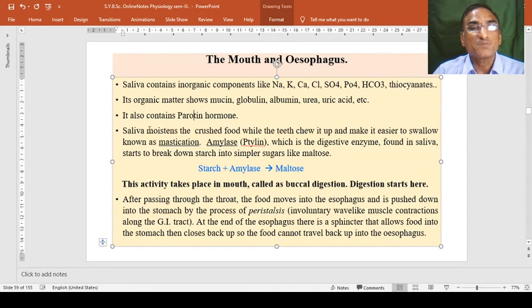Saliva moistens, which means it makes wet and loose, the crushed food while the teeth chew it up and make it easier to swallow. This whole process is known as mastication. After mastication, the amylase or ptyalin, the digestive enzyme present in saliva, acts on the food and starts to break down starch into a simple sugar like maltose. Starch plus amylase together digest the food material and form maltose.